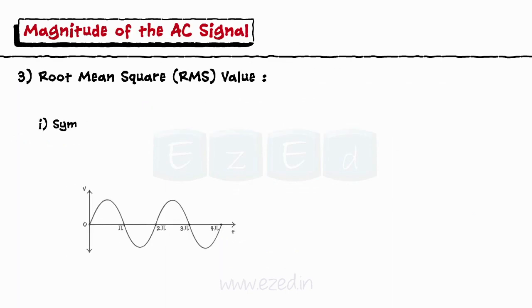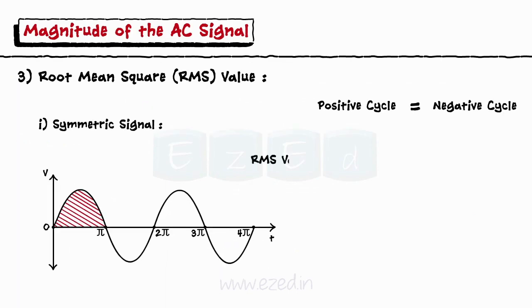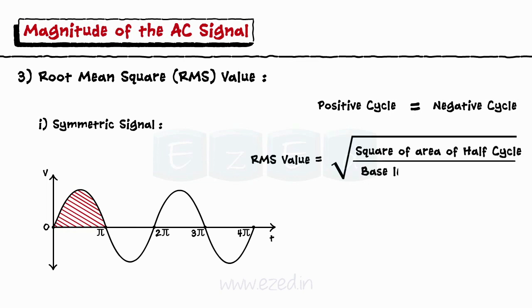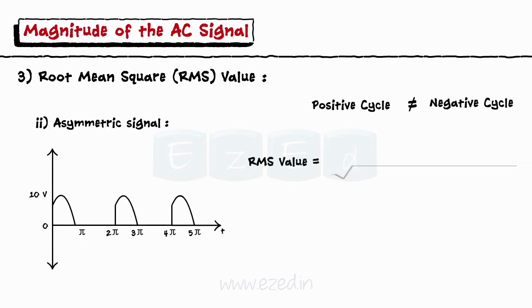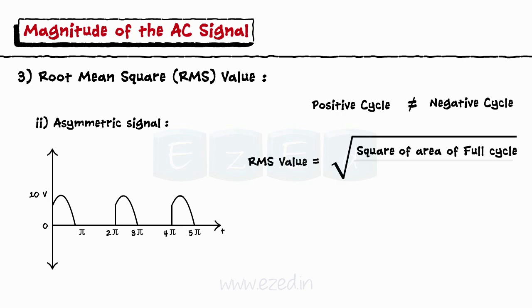For the symmetrical waveforms, the RMS value is calculated as the root of the ratio of the square of the area of the half cycle to the base length of the half cycle. Whereas for the asymmetrical waveforms, it is given by the root of the ratio of the square of the area of the full cycle to the base length of the full cycle.